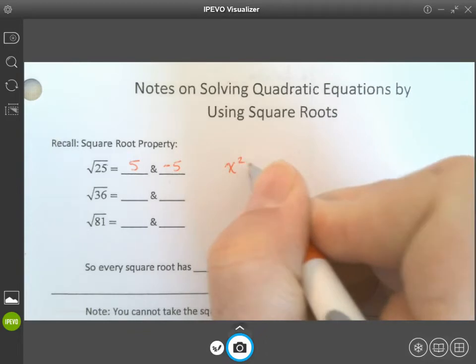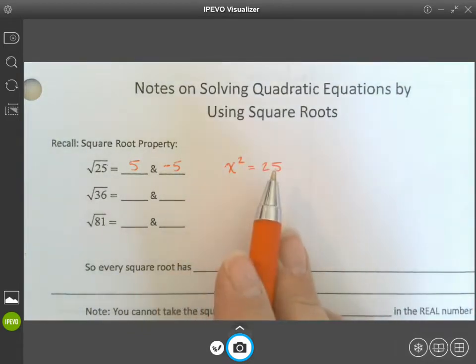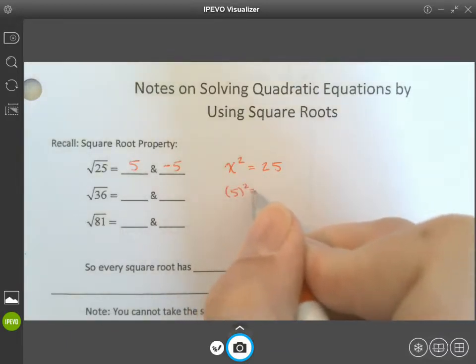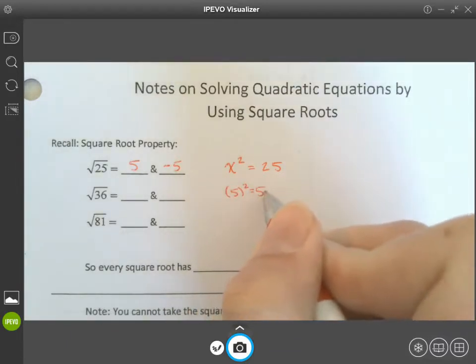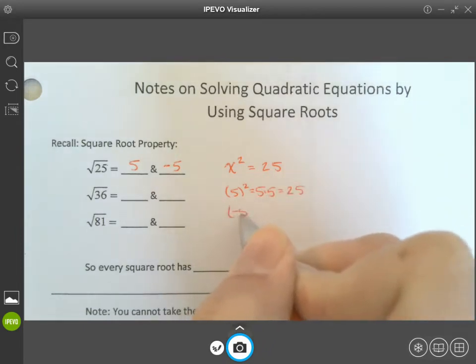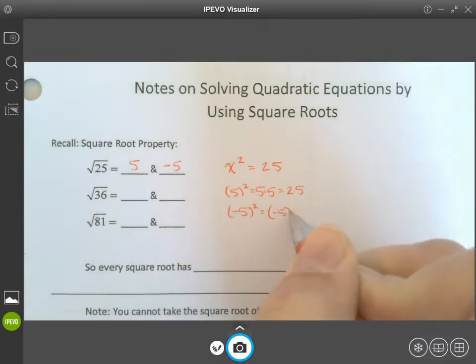If I say x squared equals 25, I'm really asking you what you can square and get 25 with. Well, 5 squared is 25. That is just 5 times 5, which is 25. But negative 5 squared is also 25 because it's a negative times a negative.